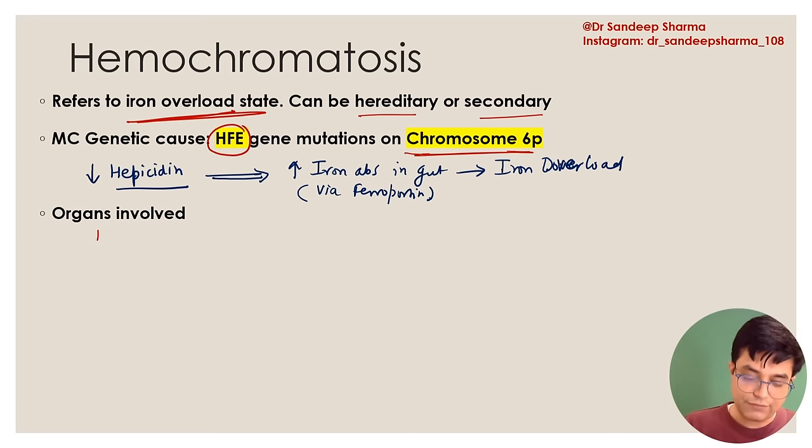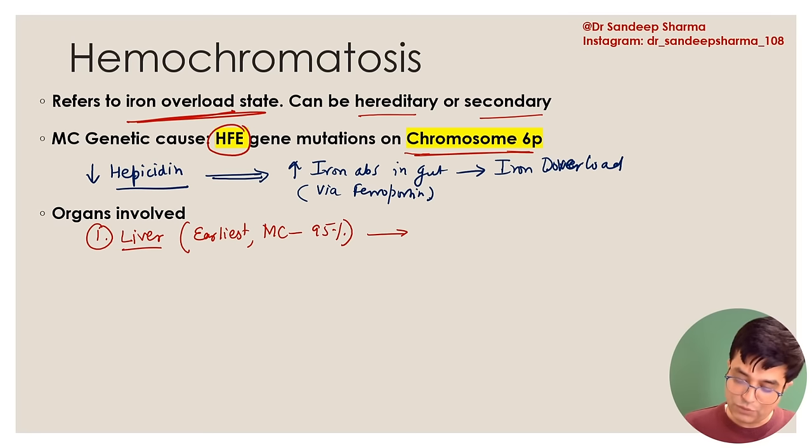The first organ which is involved is the liver. Liver is also the earliest organ involved. It is also the most common organ involved, in 95% of patients. And liver involvement produces what? It produces chronic liver disease in the patient.